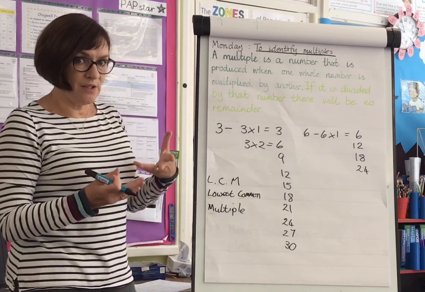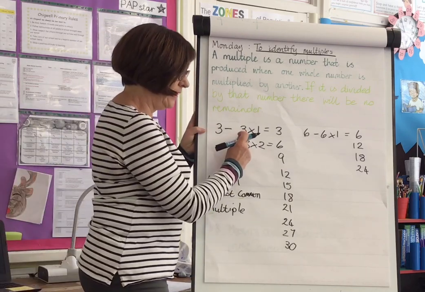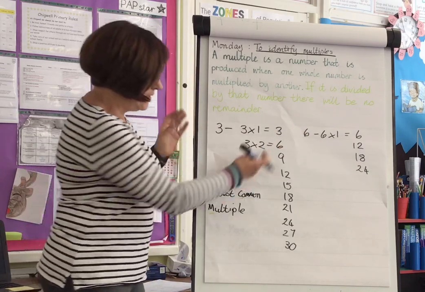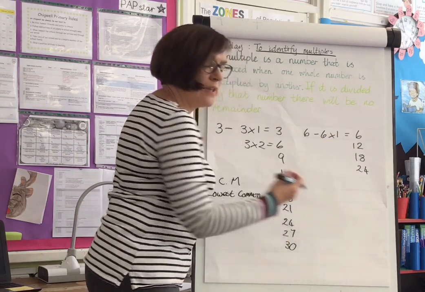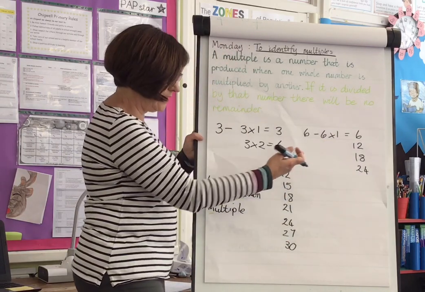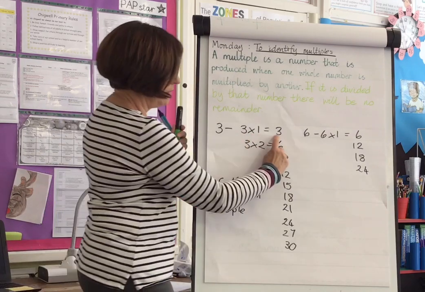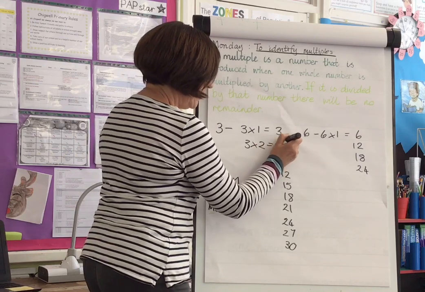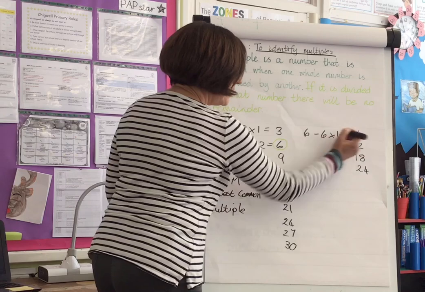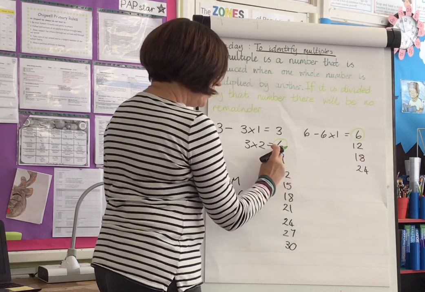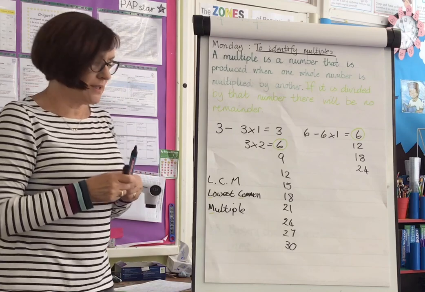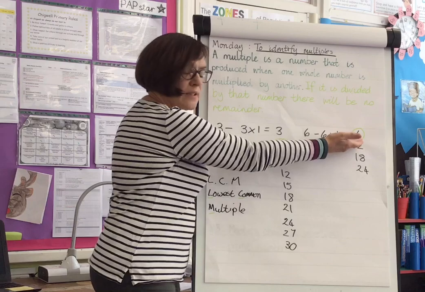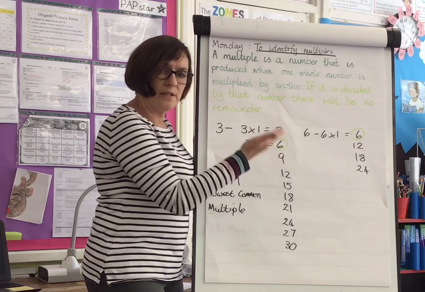So if the question said to you, what is the lowest common multiple of 3 and 6, you ask yourself, what are the answers in the 3 times table? What are the answers in the 6 times table? They are the multiples of 3 and the multiples of 6. If you look at them and compare them, there is no 3 in the 6 times table, but the first common multiple, 3 times 2 is 6, and 6 times 1 is 6. So the lowest common multiple of 3 and 6 would be 6. It's the number which occurs in the answers to both times tables, and it's the lowest answer you can get.